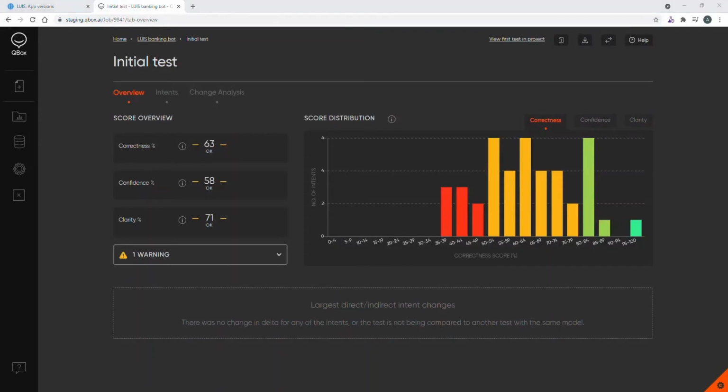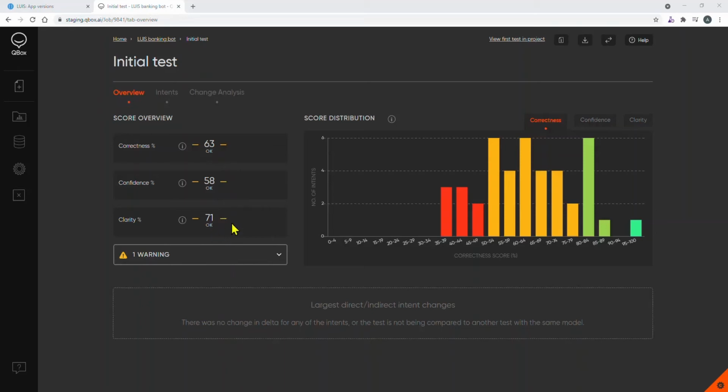This took about 2 minutes, and here are the results of the test. The three metrics are 63% for correctness, so this is a measure of how often the model returns the correct intent. And then 58% for confidence, which is a measure of how confident the model was at returning that correct intent. And then 71% for clarity. So clarity is a measure of how sure your model is that the top intent is the right intent. chatbots has classed them as okay, so there's a great deal of room for improvement.